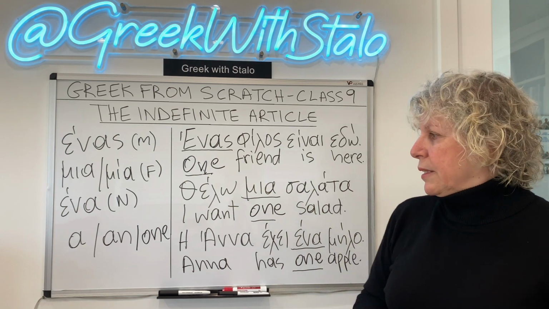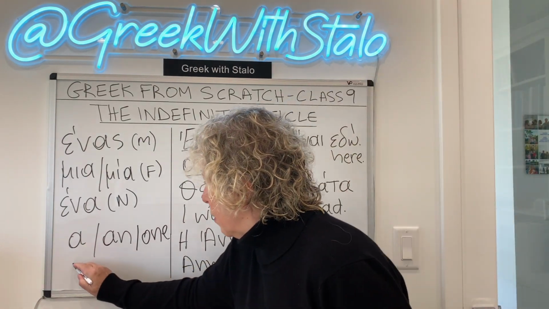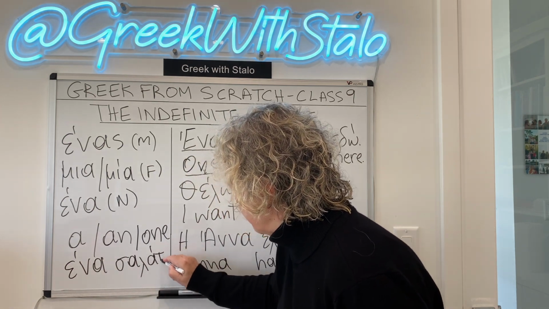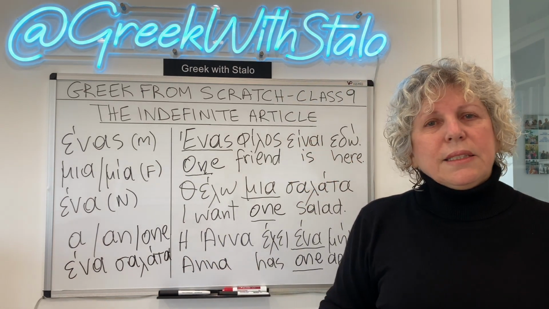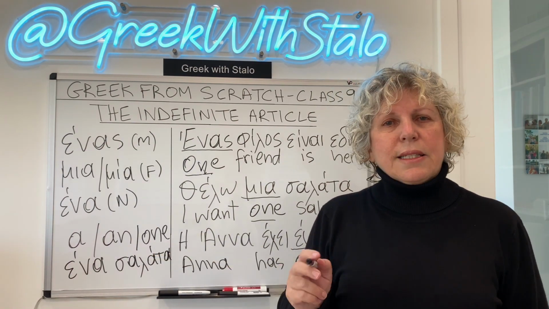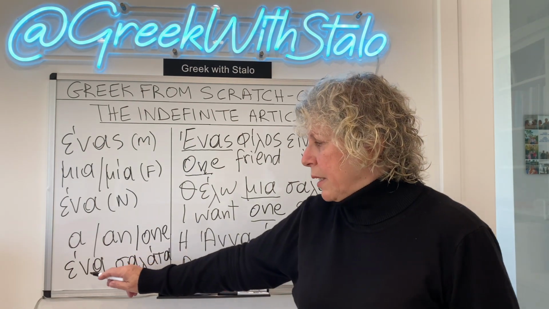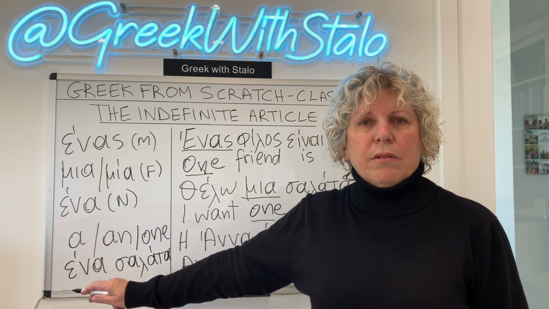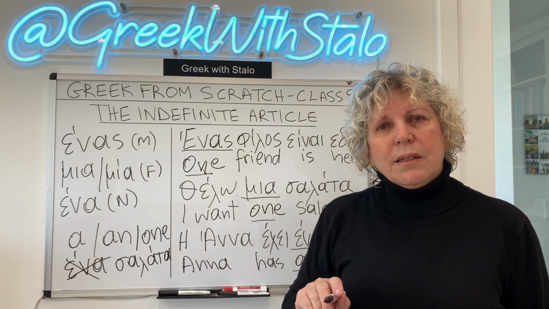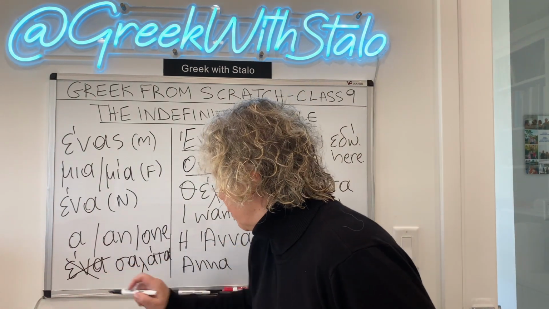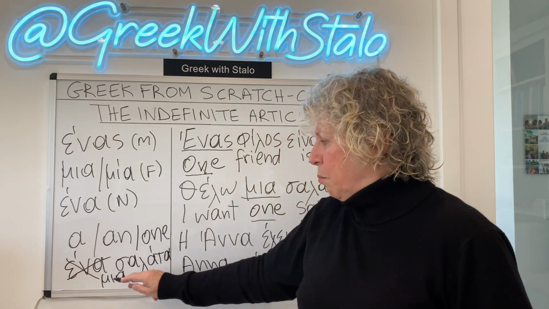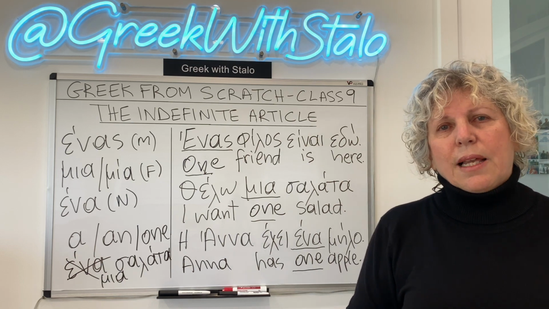For example, you might say, ένα σαλάτα. If you don't know that salad is feminine, you might use the neuter article. And of course, this is wrong. The correct one would be μια, or "mia". Μια σαλάτα, or "mia salata", not ένα.